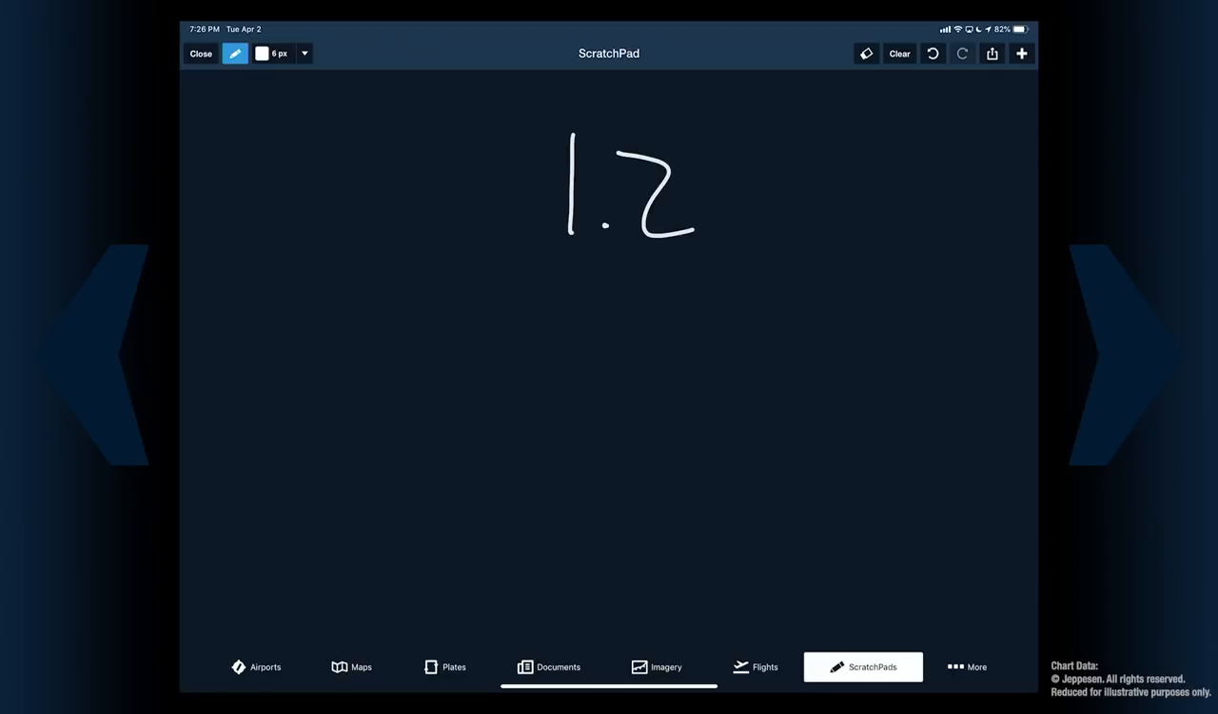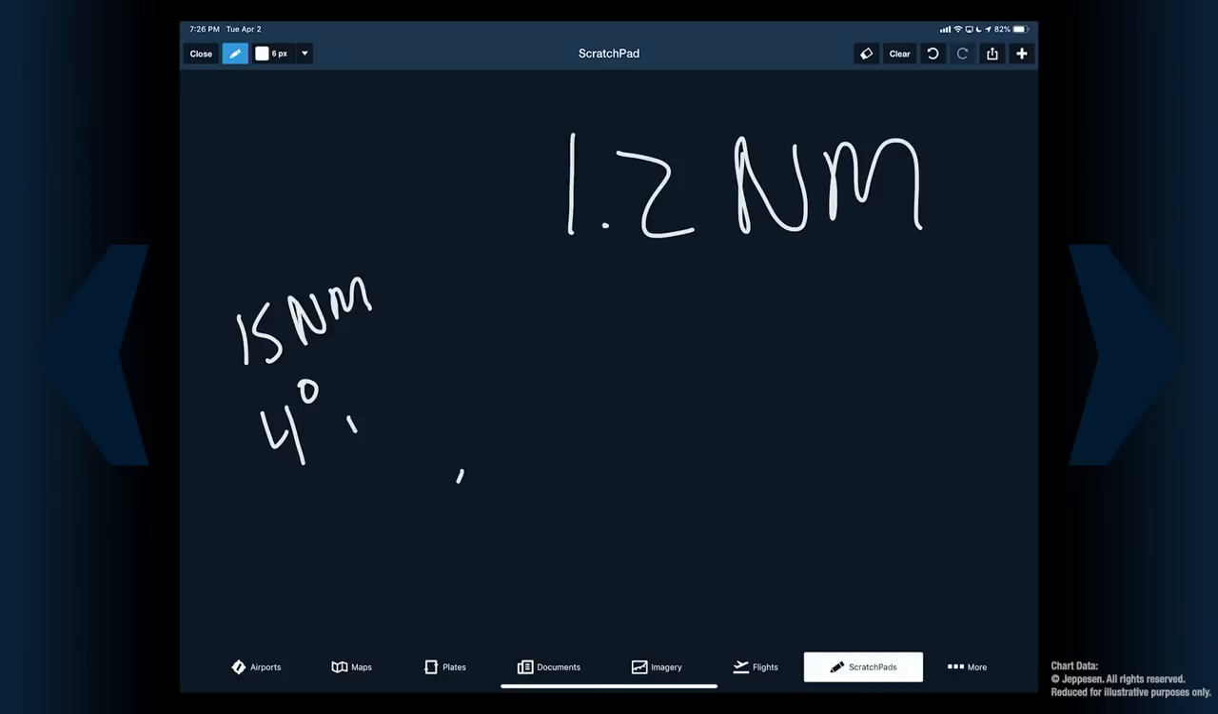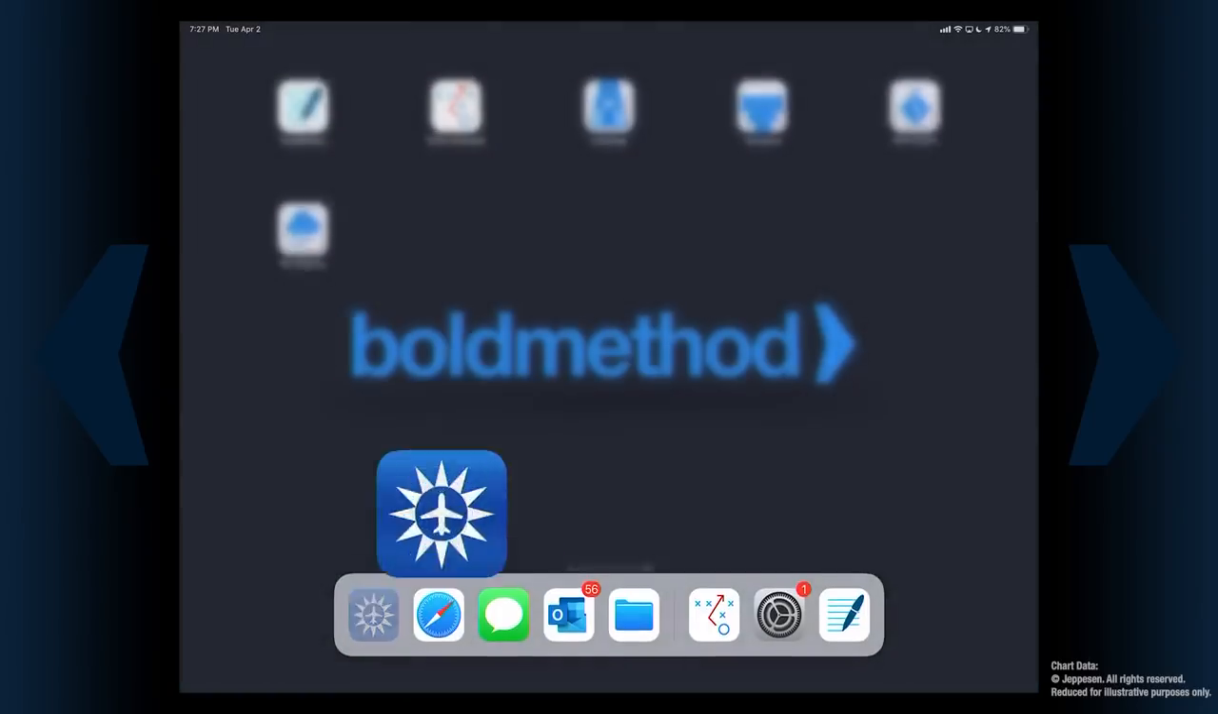So we'll jump into a scratch pad again in ForeFlight, and I'll clear this out. We know that we want to lead by 1.2 nautical miles. If you think about that, we're just going to round it and do some mental math. A 15 nautical mile arc happens to be 4 degrees per nautical mile. So 1.2 is about 1.25. They're really, really close. So that would be 5 degrees. We need to lead our turn on by essentially 5 degrees. Okay, let's go back to the procedure.